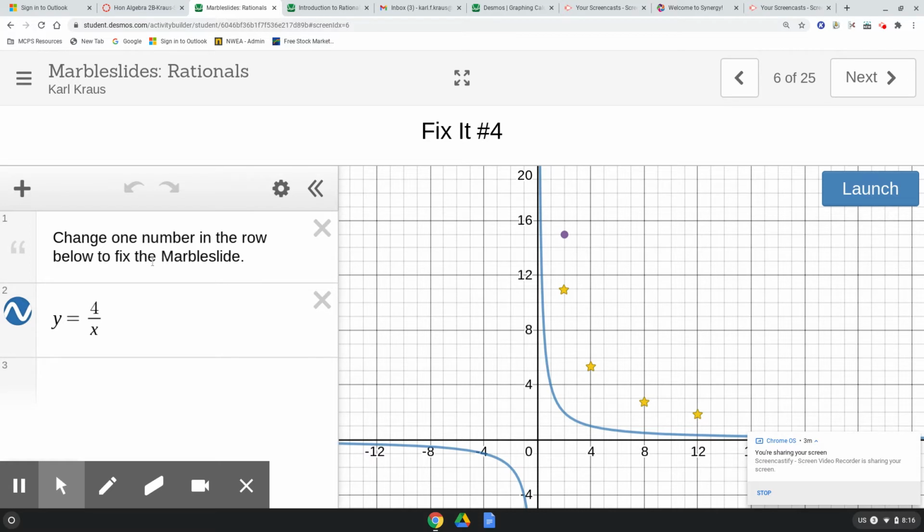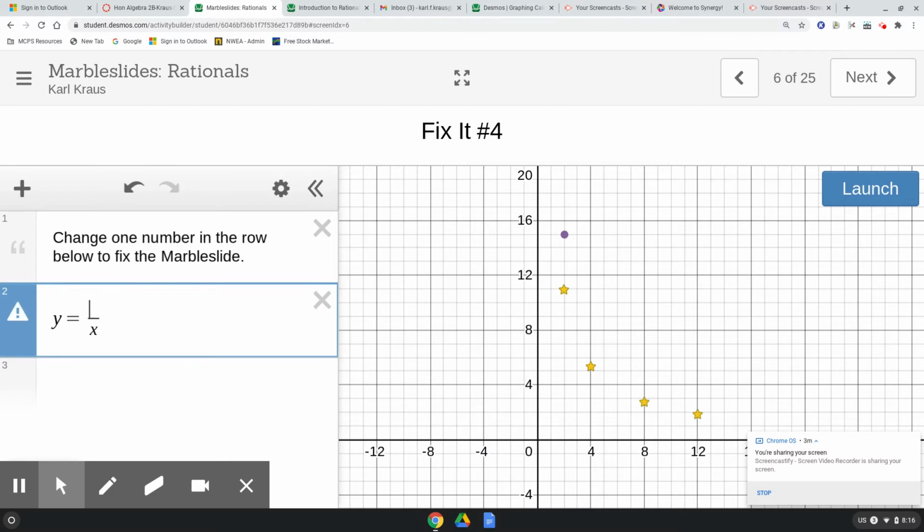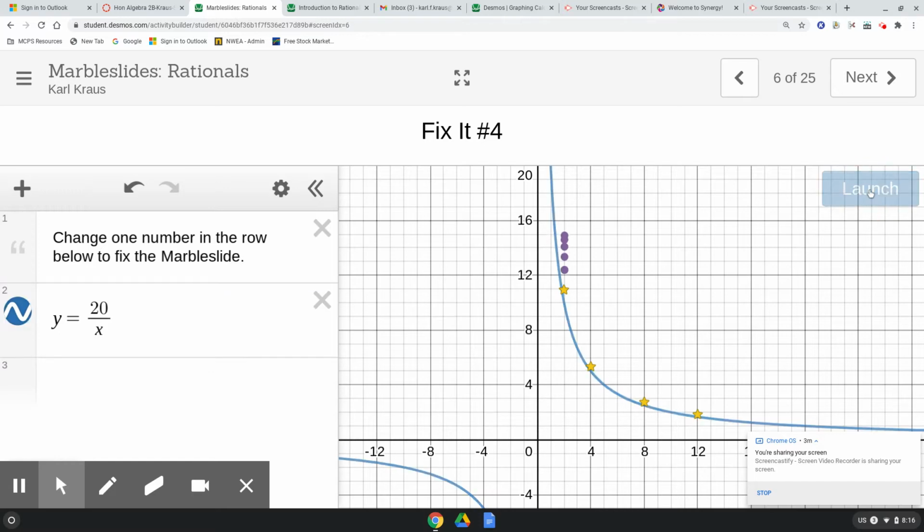Change one number in the row below to fix the marble slide. So here you just want to dilate this. So see what happens if we make it like a 10. That's not enough. It won't collect this. It will miss some of those stars. So let's see, what if I make it a 20? So just dilating the graph. That works. So if I hit launch there, collects the stars. So I'm just dilating the graph with respect to x there.